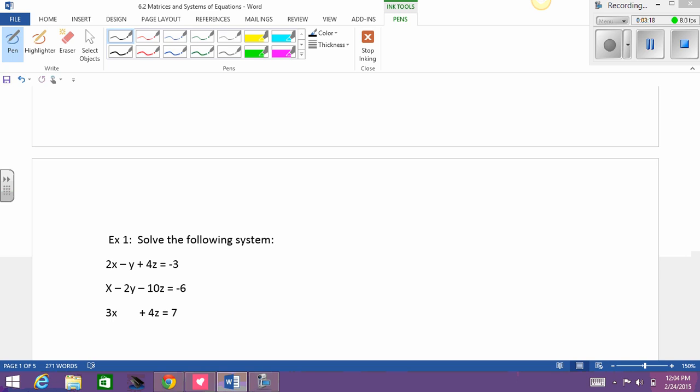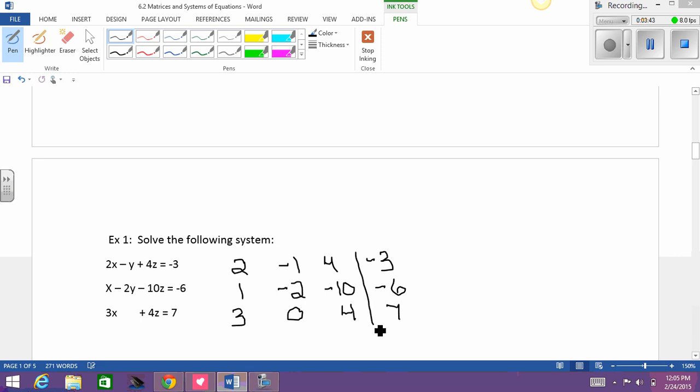We're going to put this into an augmented matrix. I always put the brackets around last just so I know how to fit everything. So coefficients: 2, negative 1, 4, negative 3; 1, negative 2, negative 10, negative 6; 3, and since I don't have a y, I'm putting a 0, 4, and 7. A line for my equal sign, and then my brackets. Okay, so that's the augmented matrix that I'm going to be working with.